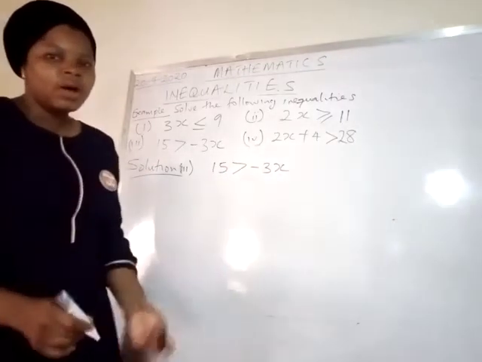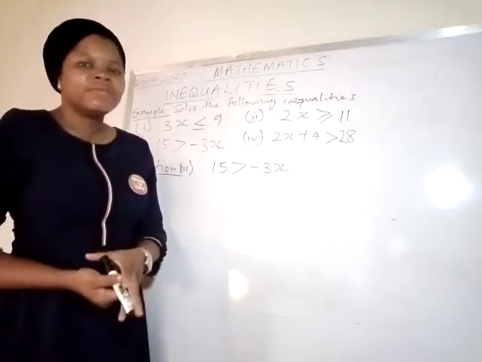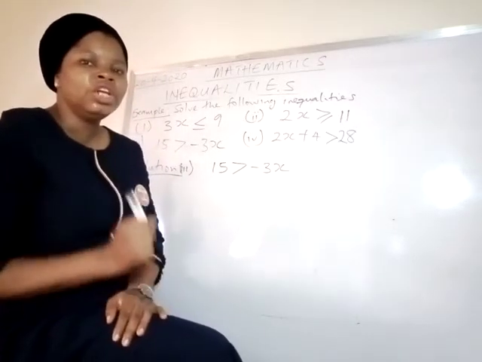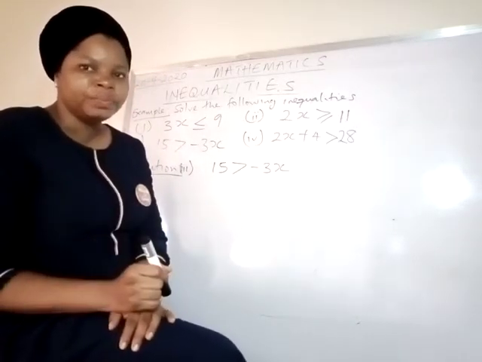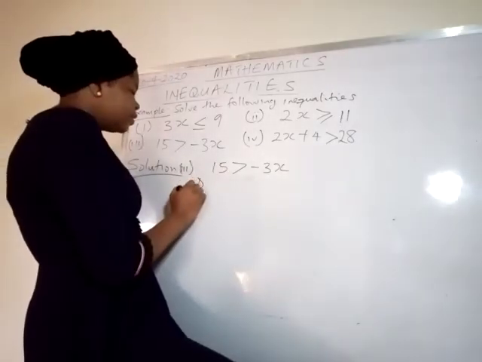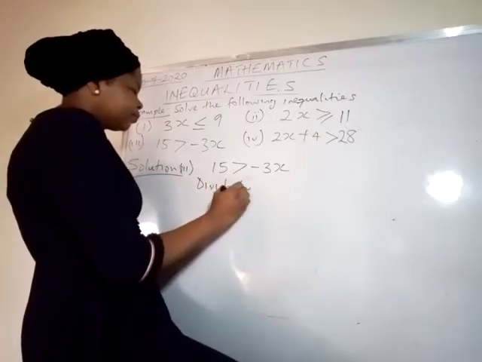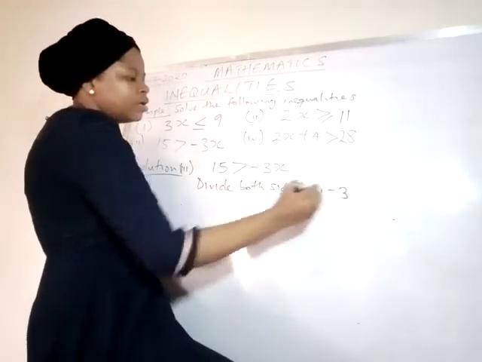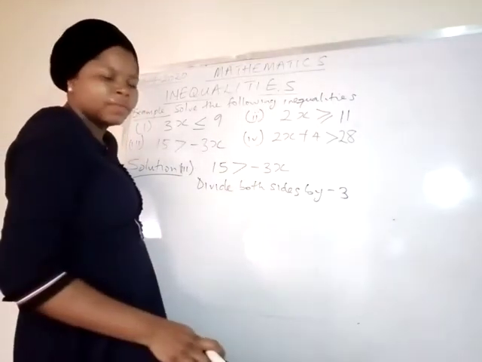Now, in inequalities, whenever I'm dividing both sides by a negative number, the sign of the inequality will change. Do you get my point? So here, if I divide both sides by minus 3, you know I'm looking for x.